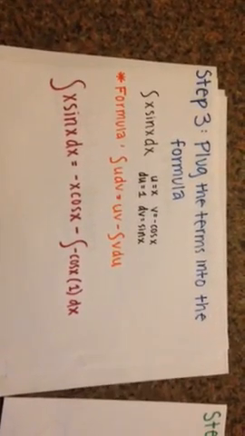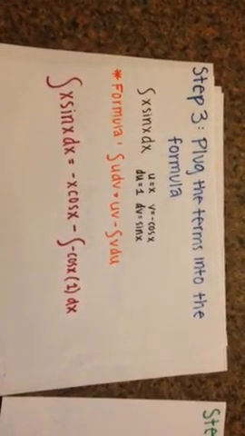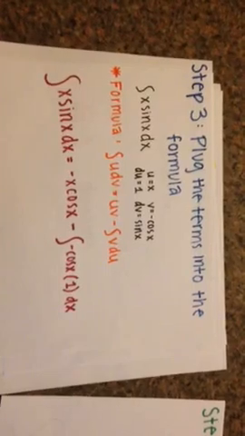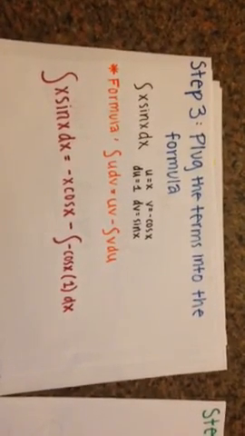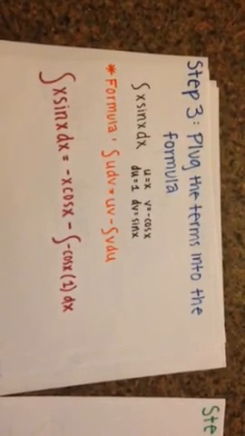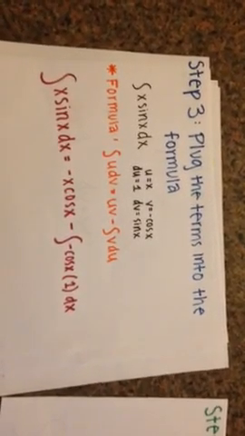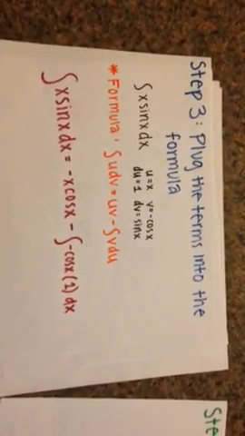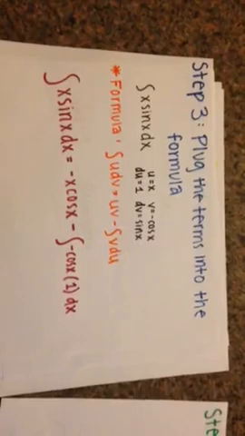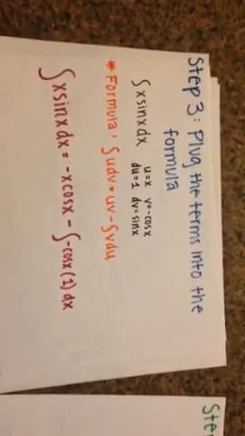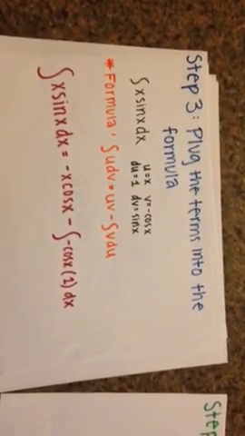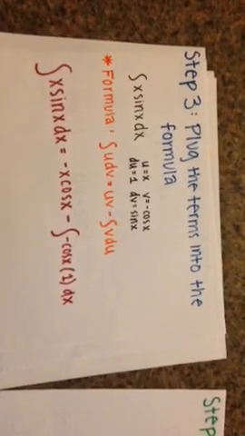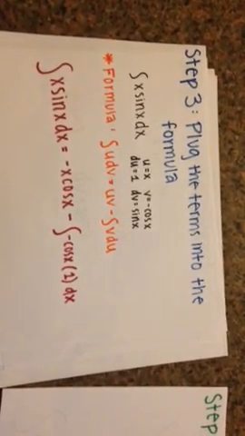3. Plug the terms into the formula. The formula, remember, is the integral of u dv equals uv minus the integral of v du. So with the numbers we found, we can plug in and get the integral of x sine x dx equals negative x cosine x minus the integral of negative cosine x times 1 dx.